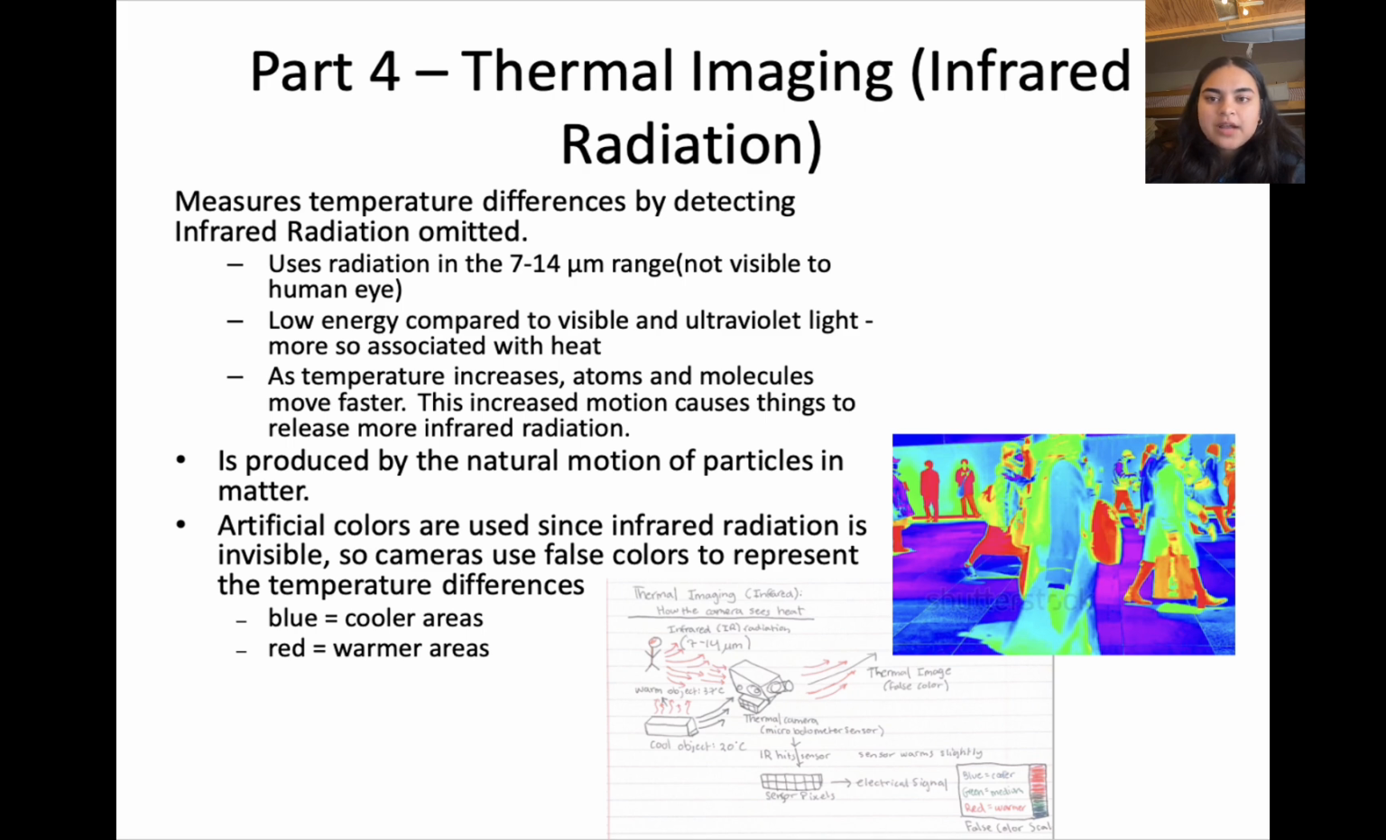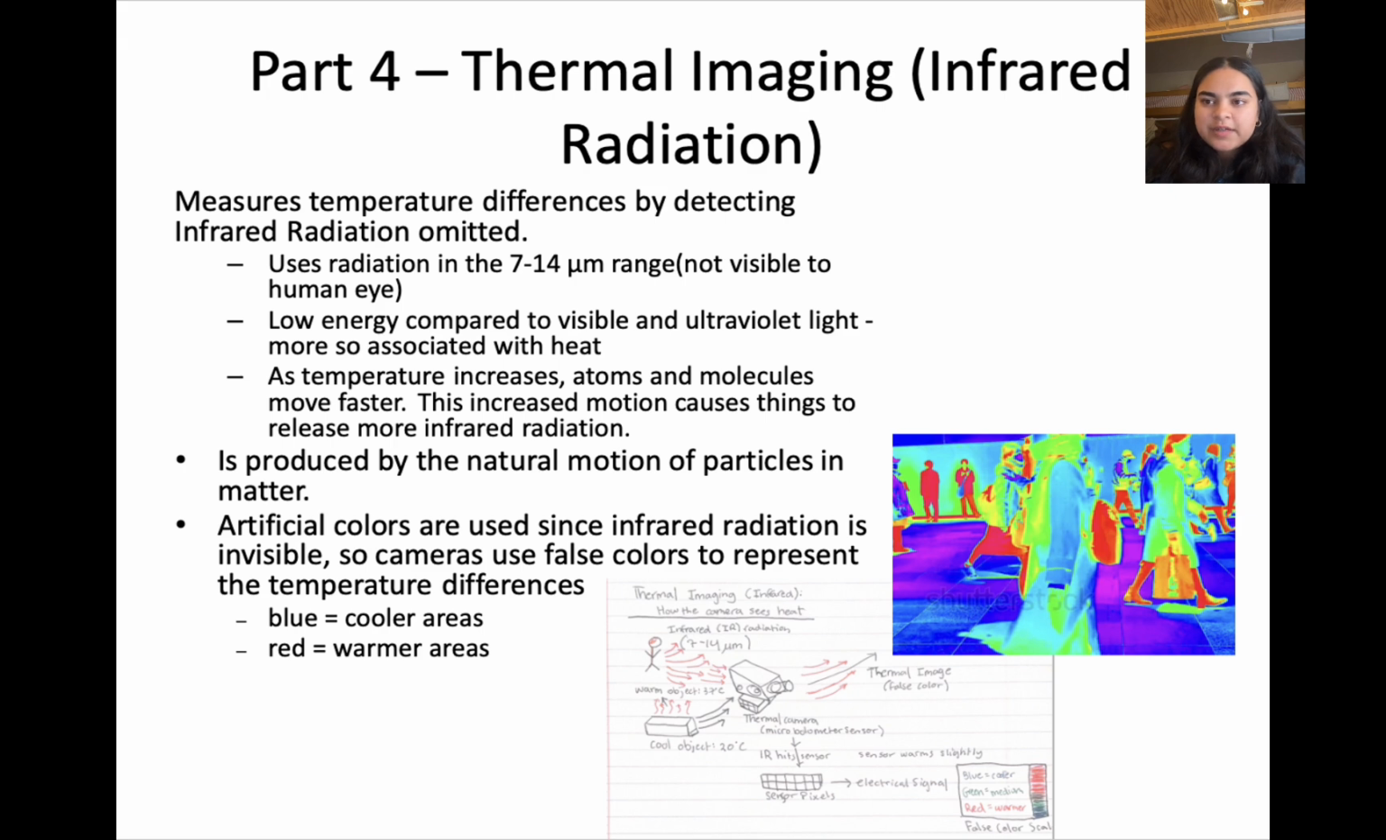Because infrared has lower energy compared to visible and ultraviolet light, it's much more associated with heat rather than light, which we can actually see. The physics behind it is that as temperature increases, atoms and molecules move faster. This increased motion causes objects to release more infrared radiation. So infrared radiation is essentially produced by the natural motion of particles in matter.